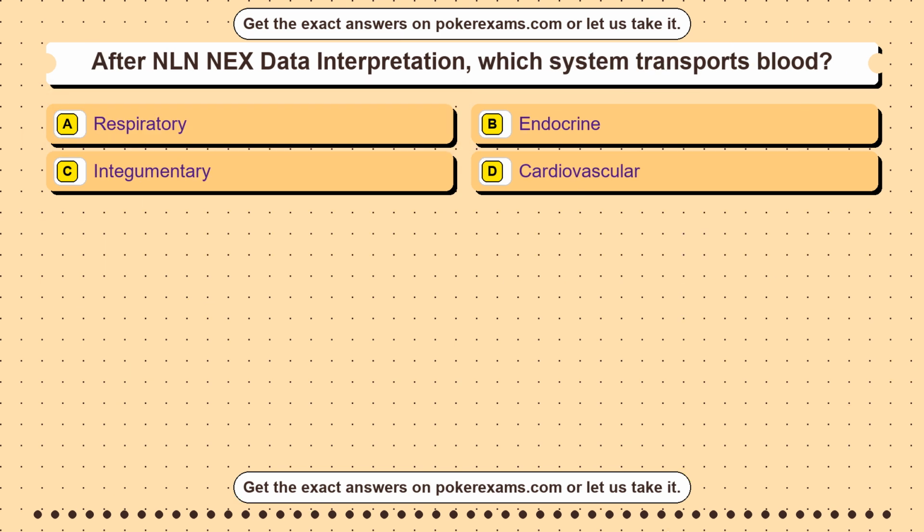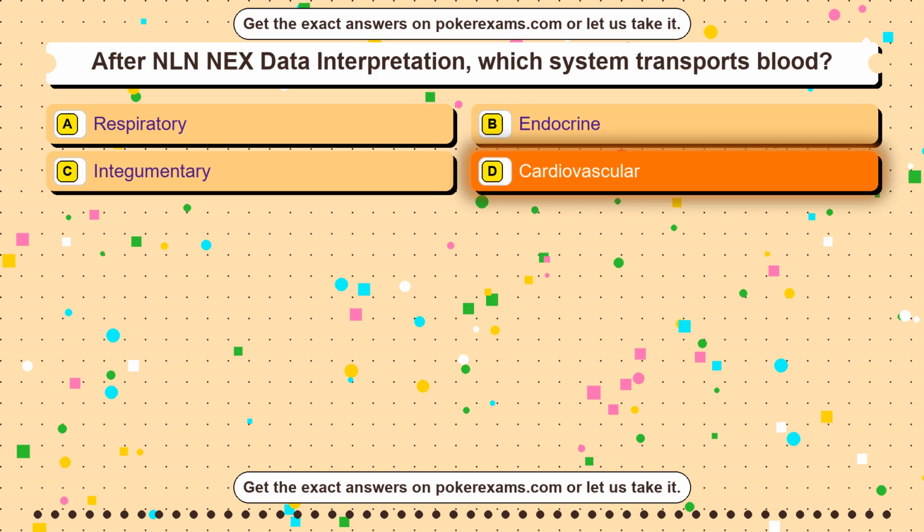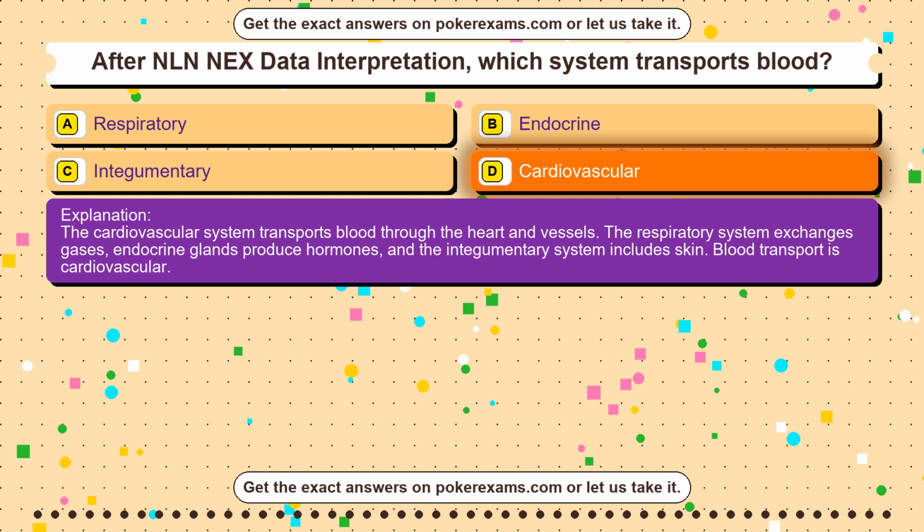Question 6. After NLN NEX Data Interpretation, which system transports blood? Option A respiratory. Option B endocrine. Option C integumentary. Option D cardiovascular. The correct answer is option D. Cardiovascular. The cardiovascular system transports blood through the heart and vessels. The respiratory system exchanges gases, endocrine glands produce hormones, and the integumentary system includes skin. Blood transport is cardiovascular.